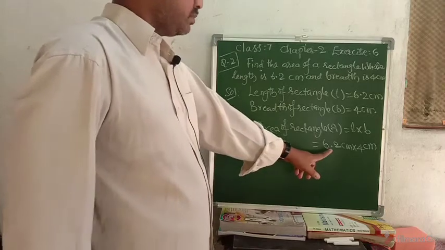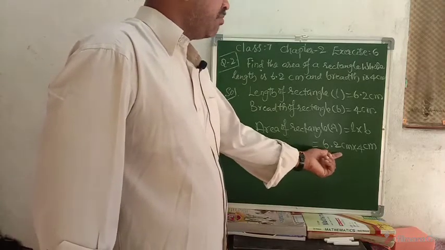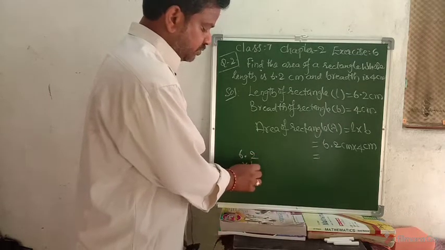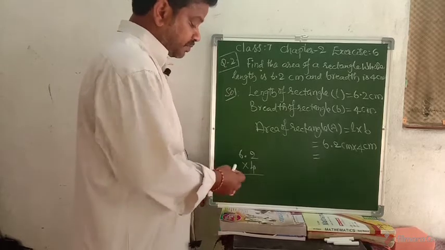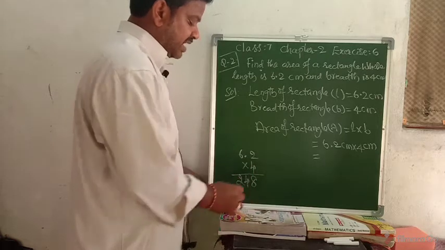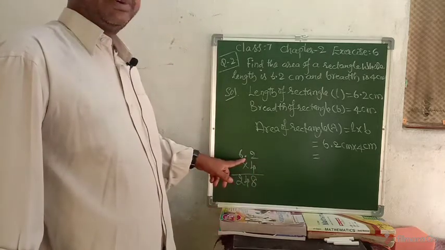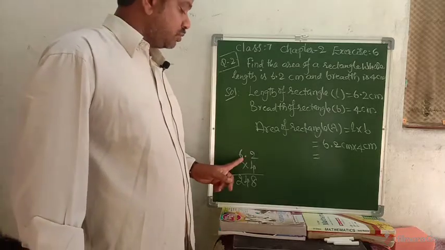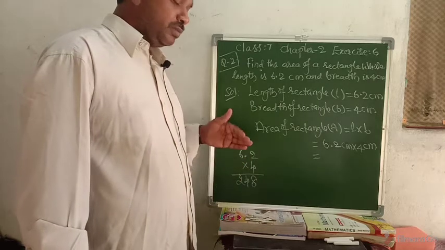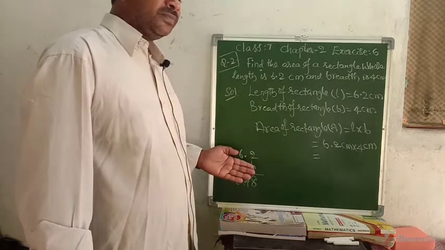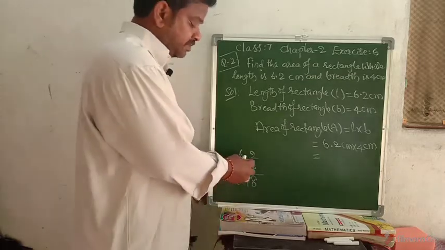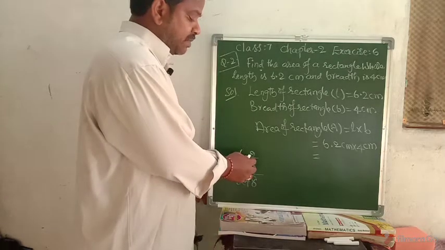So this is multiplication of a decimal number and a whole number. You just multiply 6.2 into 4. 4 2s are 8 and 4 6s are 24. We already discussed how to multiply a decimal number by a whole number. We just ignore the decimal and do the multiplication of whole numbers as usual. Then we show the decimal places in the multiplicand and multiplier.